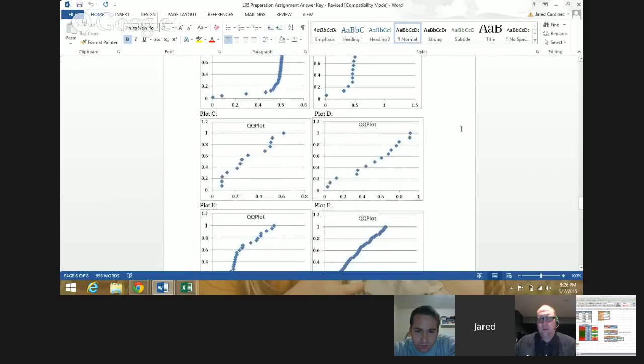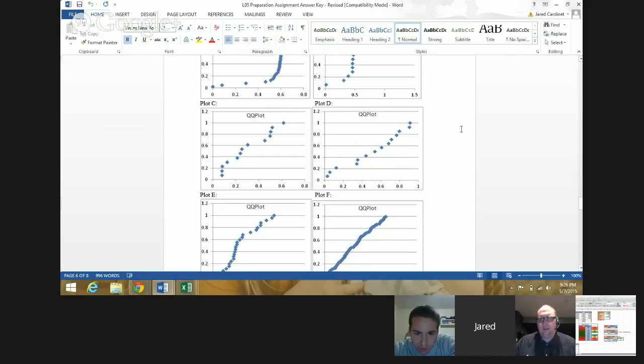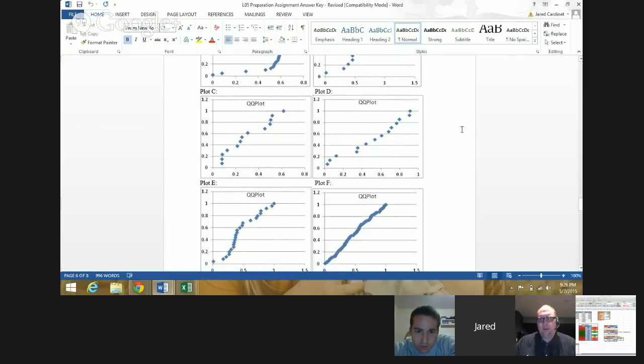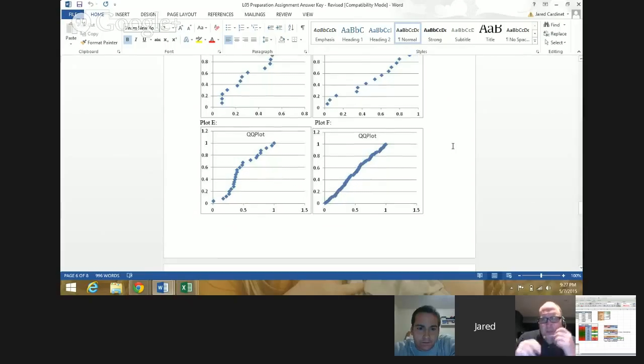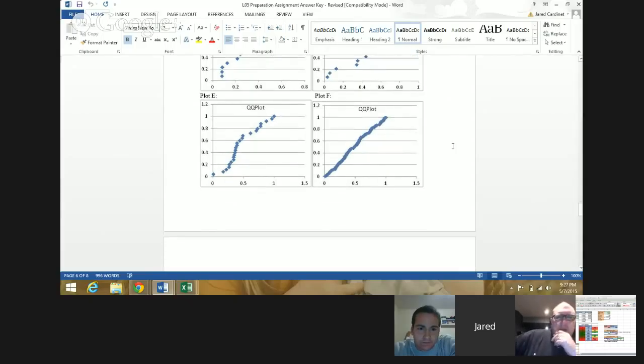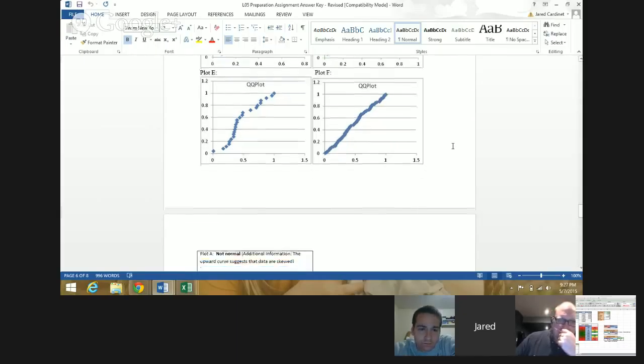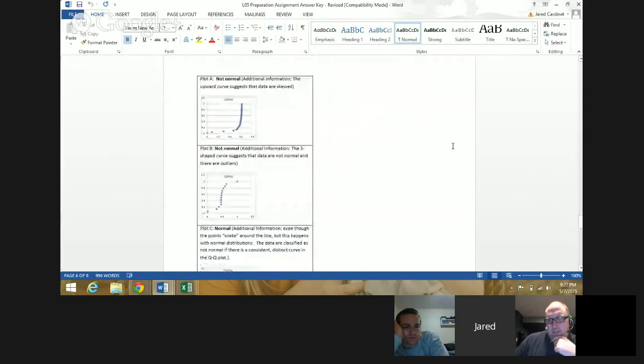They said kind of ignore the first and the last ones, and it's generally in a straight line. Yeah. And D as well. D has one minor exception over here, but yes. E, I don't think so. No. They said it was not normal because it's skewed right. Yeah, it just looks weird too. Exactly. And then plot F would be normal. That's about as normal as it gets.